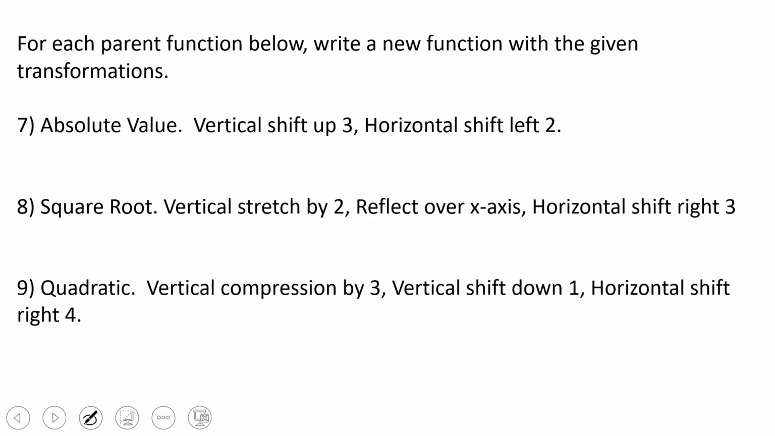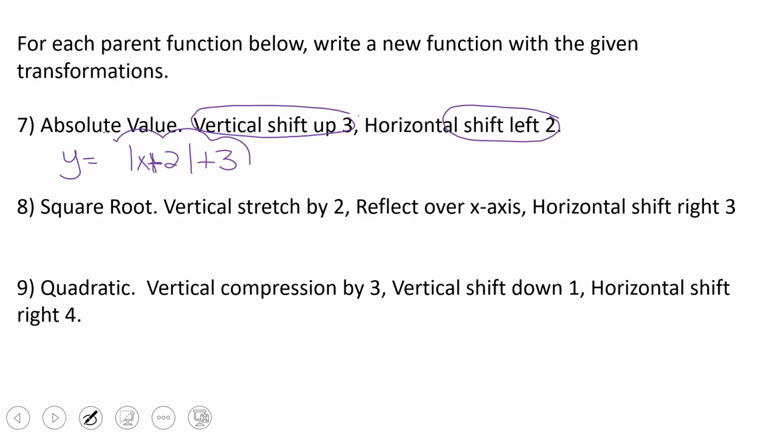So for 7, I want you to write an absolute value function that has a vertical shift up 3 and a horizontal shift left 2. I'm going to name this one y, and I'm going to leave lots of spaces, but I know that I've got an absolute value and x would have to be on the inside of it, and then I'm going to see what would go where. Vertical shift up 3 would be adding 3 to the outside. Horizontal shift left 2 would be adding 2 to the inside. And then that's all this problem had. So this right here would be my final answer.